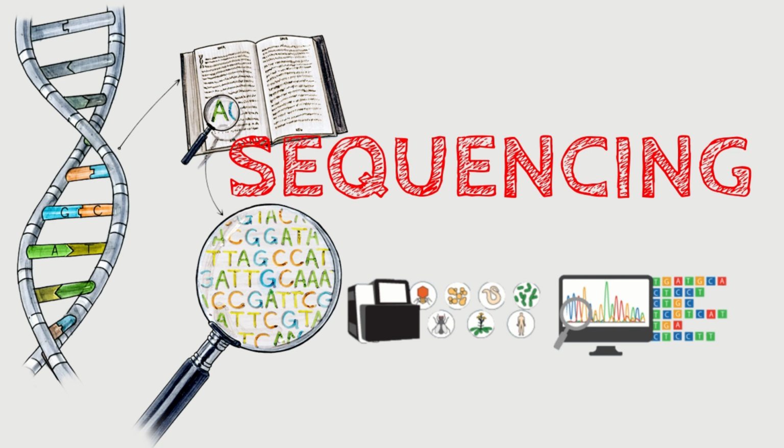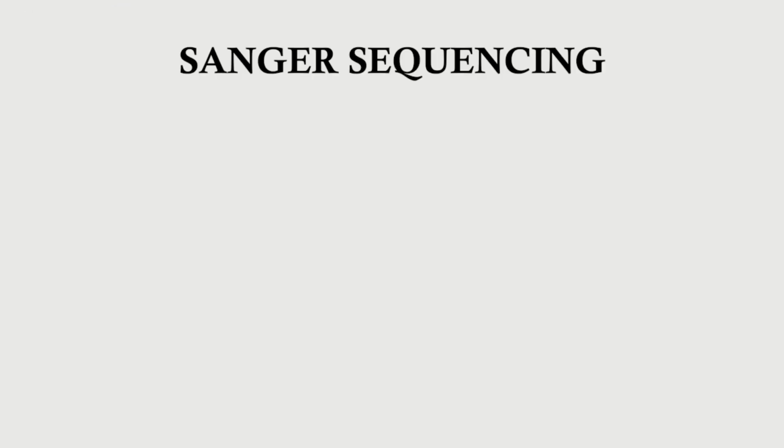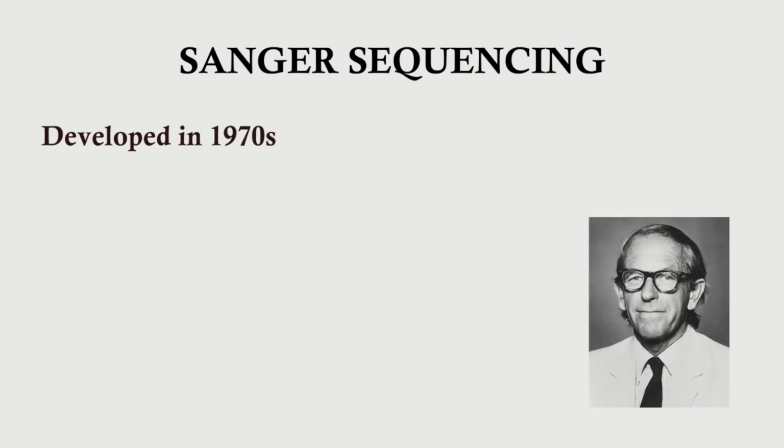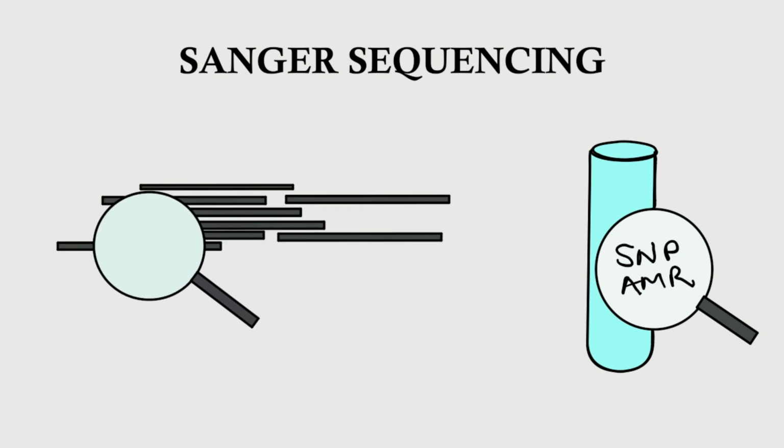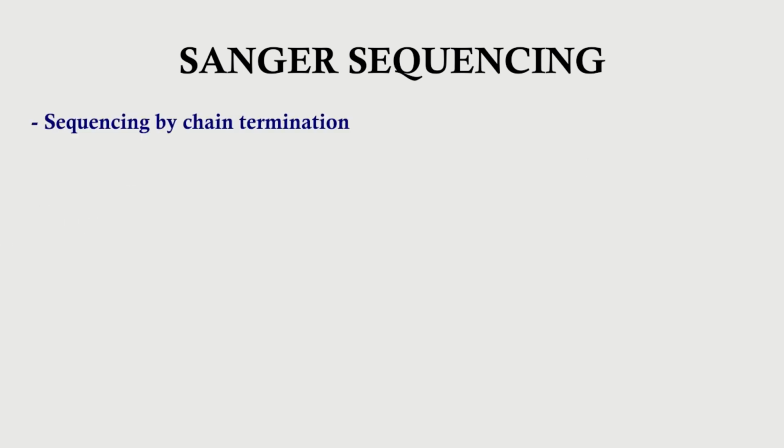Here we are going to have a walkthrough of sequencing, where we shall explore Sanger sequencing and next generation sequencing. Sanger sequencing was first developed in the 1970s by Sir Frederick Sanger. It is the gold standard of sequencing. It is still used today for routine applications and to validate NGS data.